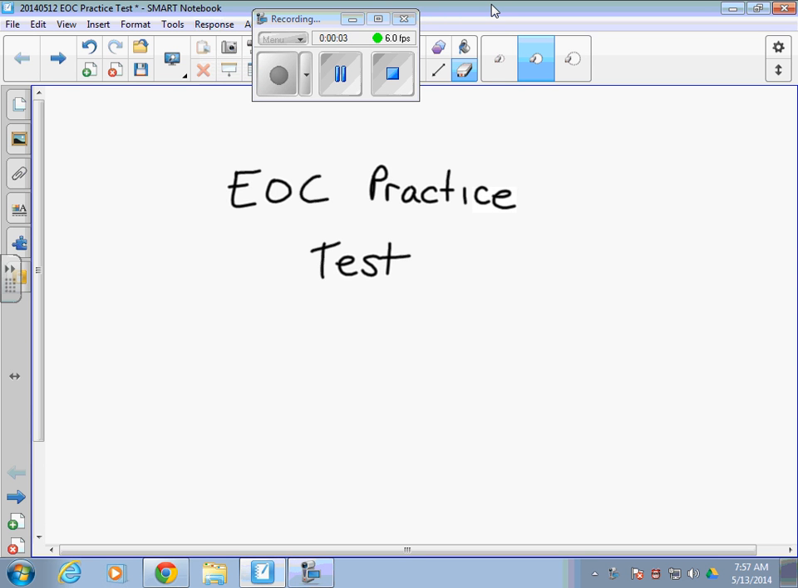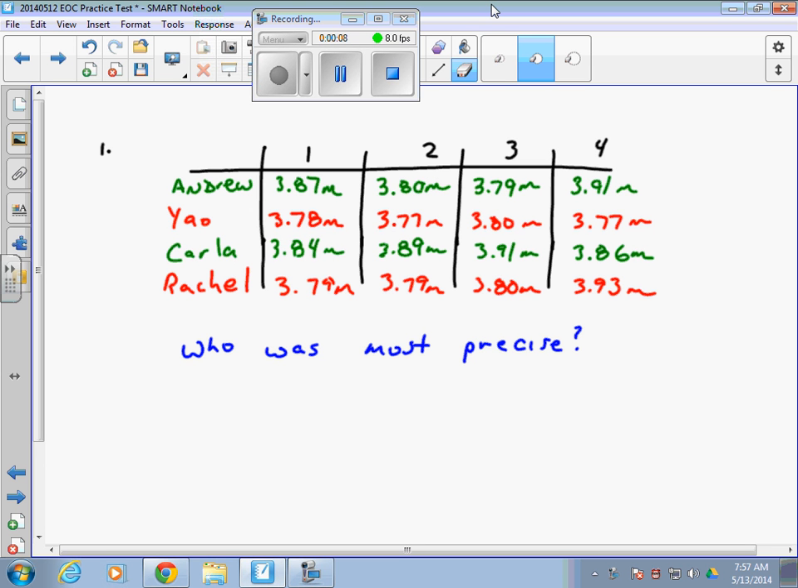This is our Algebra 1 EOC Practice Test. Number 1 gives you a table of measurements. Each of these students measured this fallen tree 4 times.